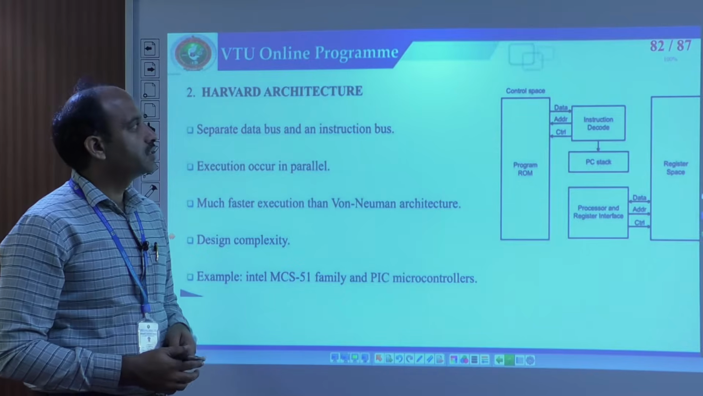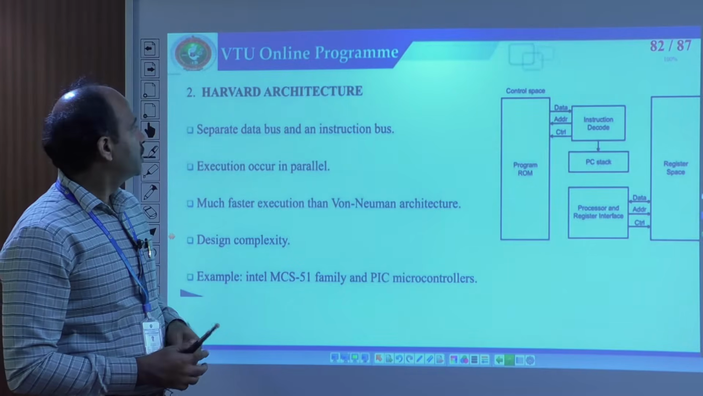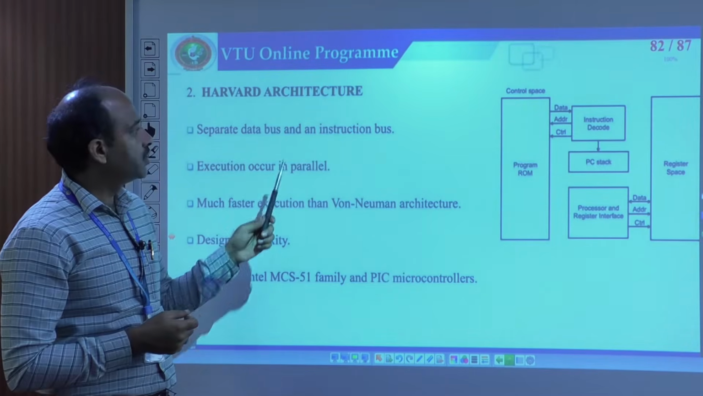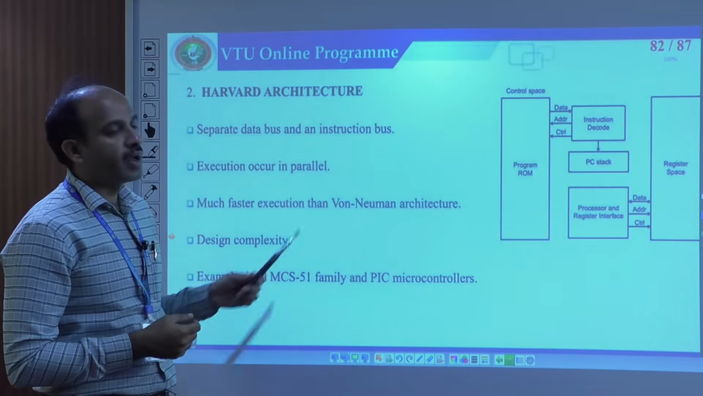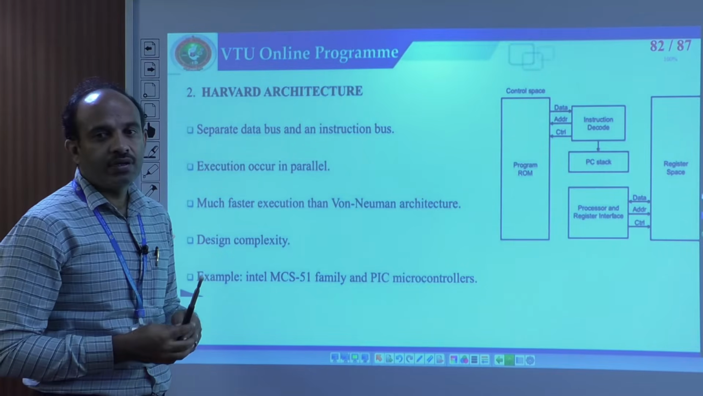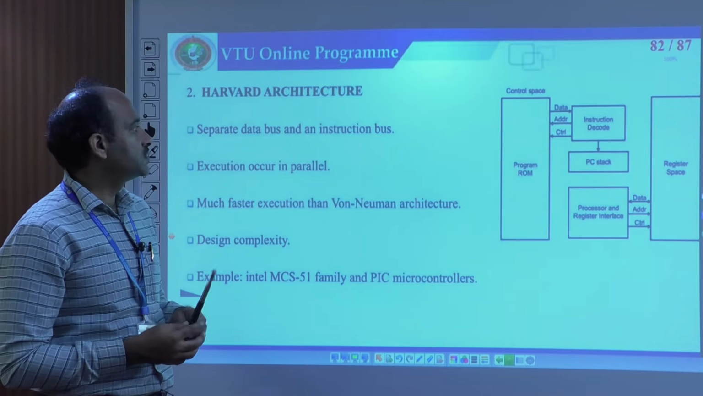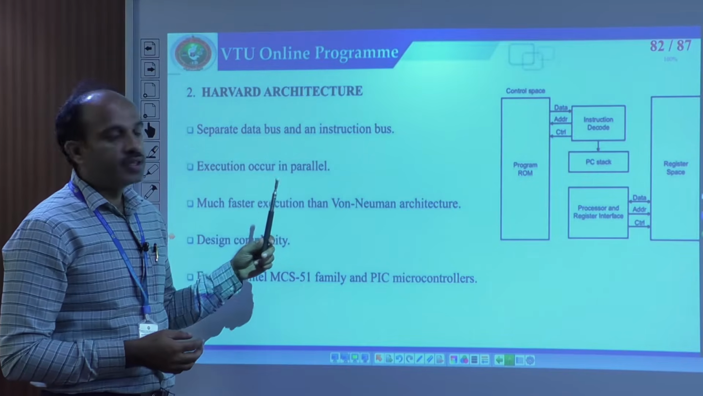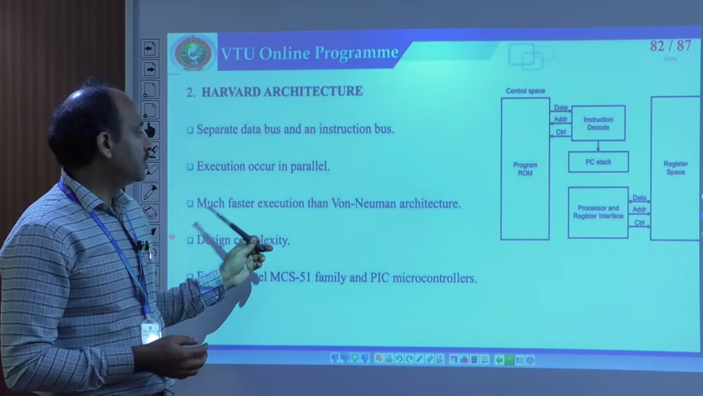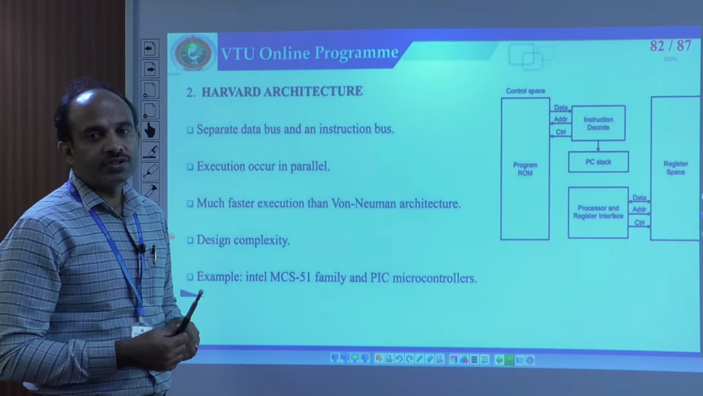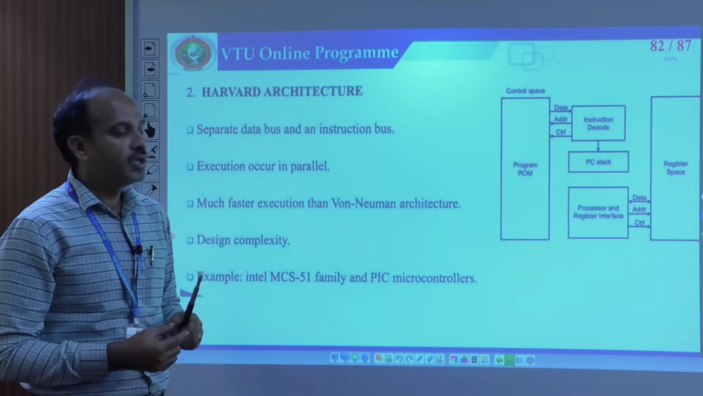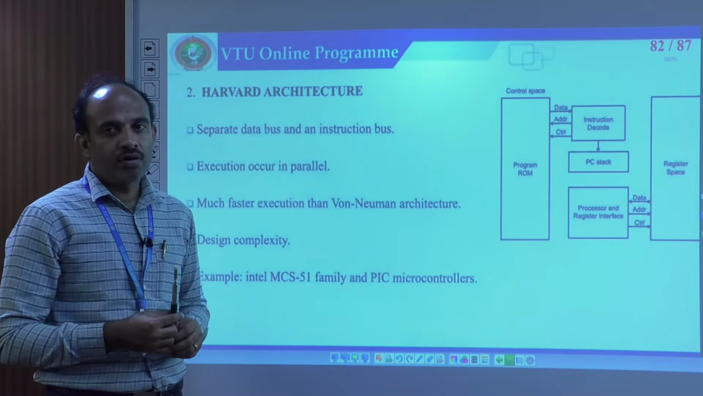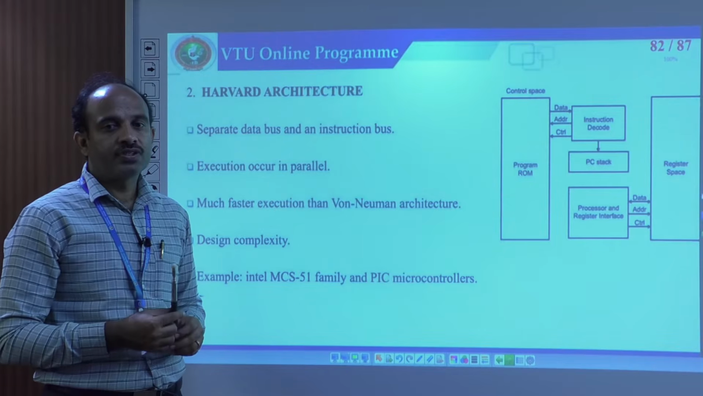Now, another architecture is Harvard architecture. Here we have a separate data bus for the instruction and data. Execution occurs in parallel, because we have separate buses, a data bus and an instruction bus. So obviously the execution will happen in parallel. And when you compare it to the von Neumann architecture, it executes faster, because it has two separate data and instruction buses.